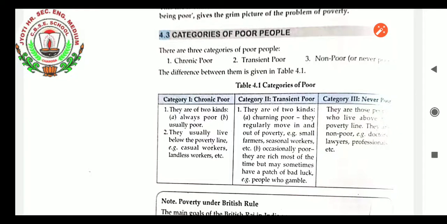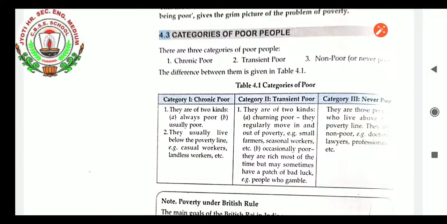Transient poor, when we talk, there are again two kinds: churning poor and occasionally poor. When we talk about churning poor, they regularly move in and out of poverty. Example, small farmers, seasonal workers. Sometimes their situation comes to poverty, again it may settle, and again they become poor when there is no crop production. That is churning poor.